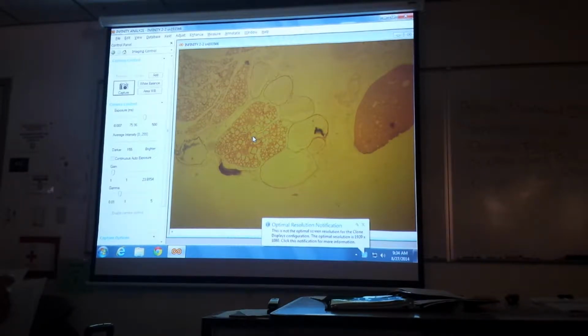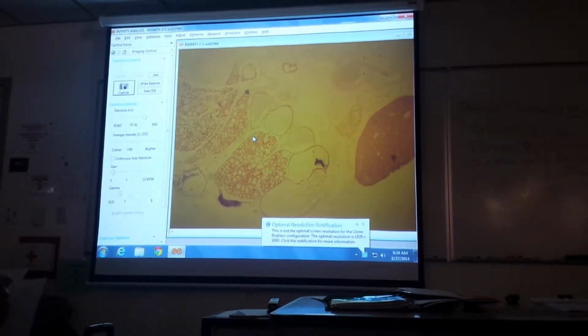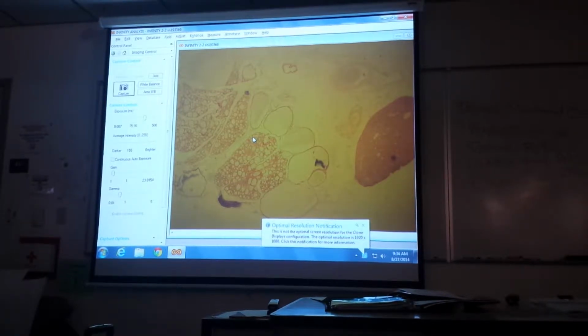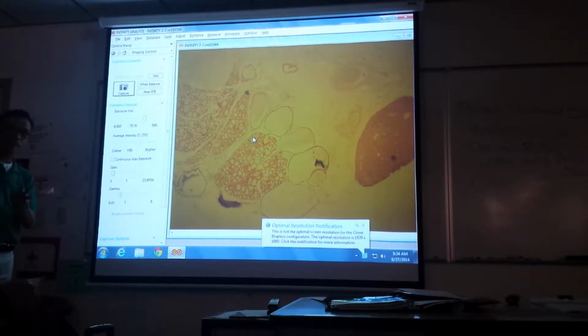This is a low magnification, and when I say low, it's 40x. Your scope can do 40, it can do 100, and it can do 400. Those are the only three I expect you to do.